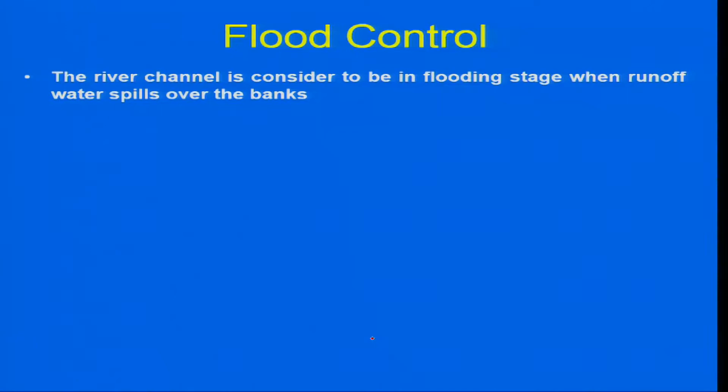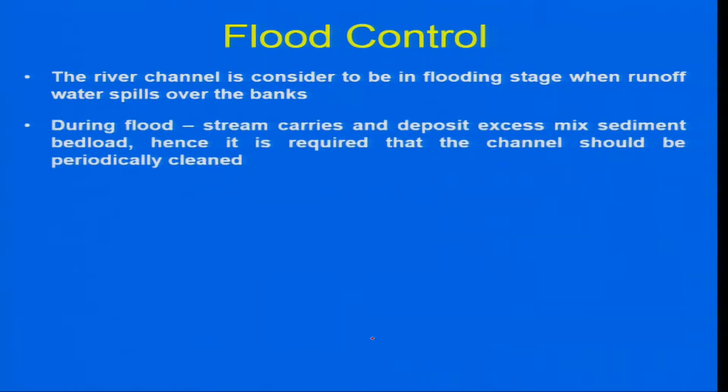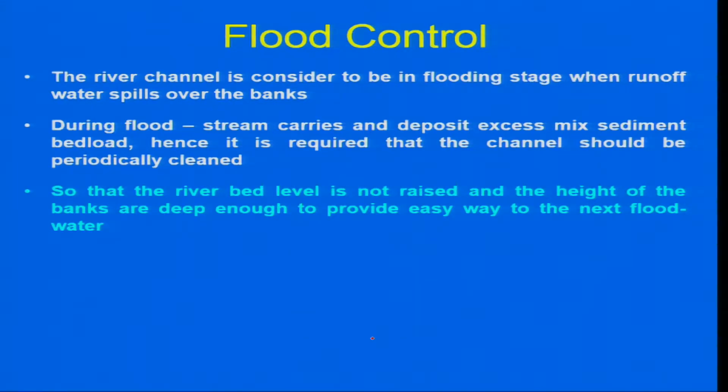Now, flood controls. Mainly, a river channel is considered to be in flooding stage when runoff water spills over the banks. During floods, a stream carries and deposits excess sediment bed load, hence it is required that the channel should be periodically cleaned. This is one of the reasons in the Kosi region, where a lot of sediment is poured downstream during monsoon and the cross-sectional area becomes less and less. So the river bed level should not be raised and the bank heights should be deep enough to provide an easy way for the next flood water to pass through.